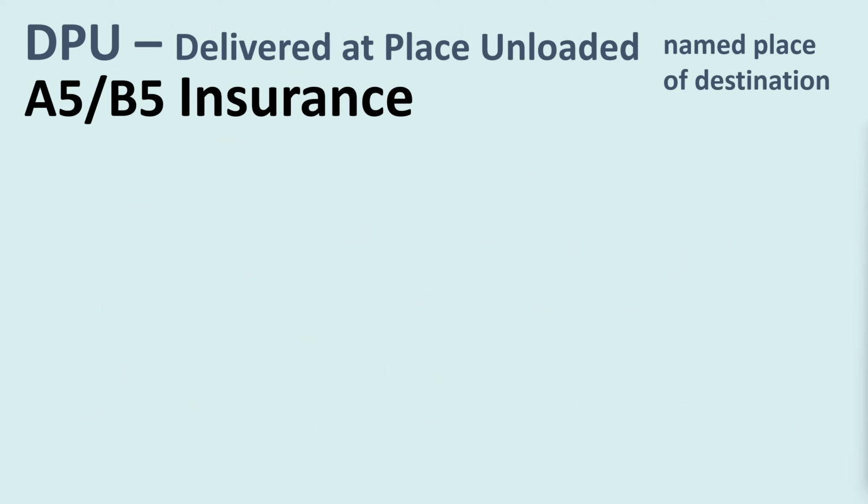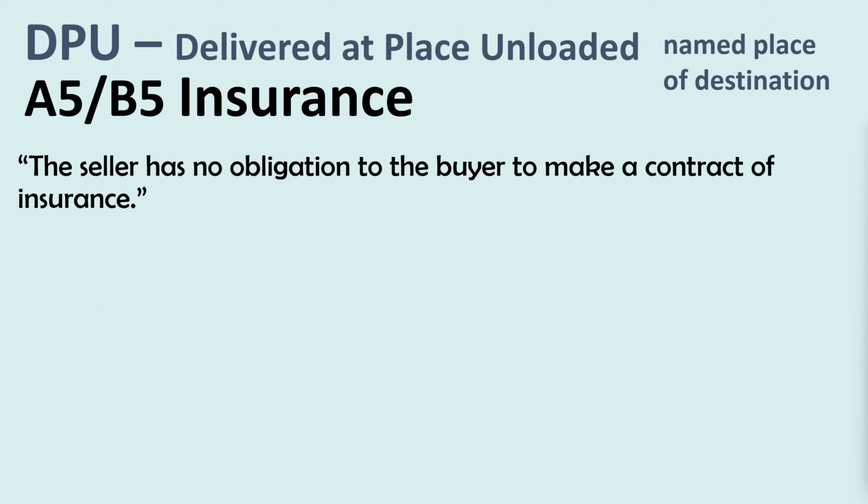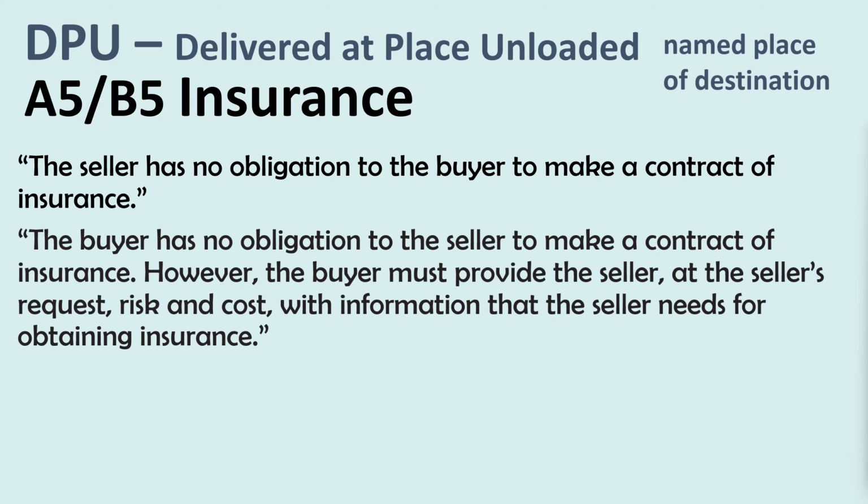A5 and B5, insurance. The seller has no obligation to the buyer to make a contract of insurance. The buyer has no obligation to the seller to make a contract of insurance. However, the buyer must provide the seller, at the seller's request, risk and cost, with information that the seller needs for obtaining insurance.